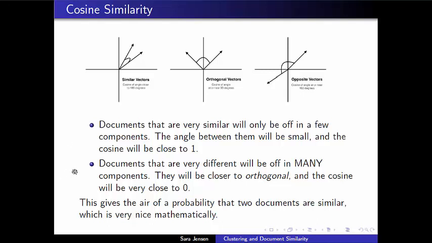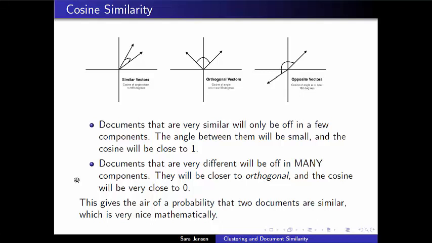On the other hand, if we have documents that are very different, that are talking about totally different things, then they're almost never going to agree on any component. And because we don't allow for negative words in our example, what that's going to do is create practically orthogonal vectors. And that means that the angle between them will be close to 90 degrees. And when we take the cosine of 90 degrees, or pi over 2, we're going to get something that's very close to 0. And again, that is a good model for the probability that these two documents are related.